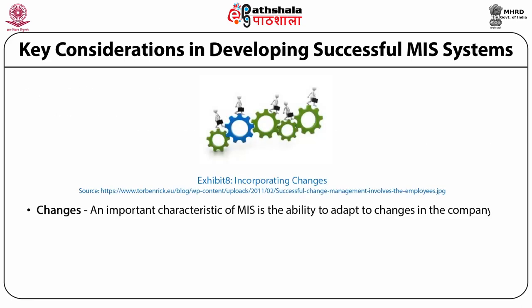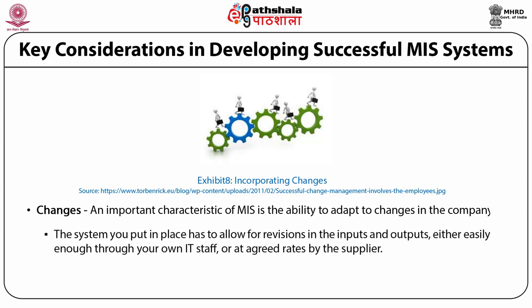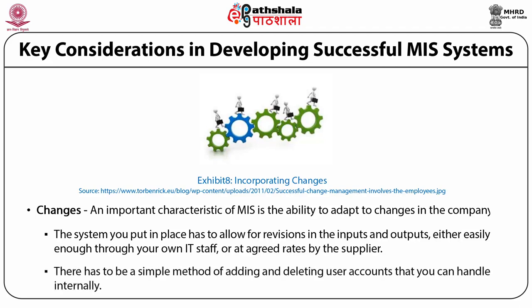Fourthly, changes. An important characteristic of a management information system is the ability to adapt to changes in the company. The available information may change, the reports may vary, and often the person using the system changes. The system you put in place has to allow for revisions in the input and the output, either easily enough for your own IT staff or at agreed rates by the supplier. There has to be a simple method for adding and deleting user accounts that you can handle internally.